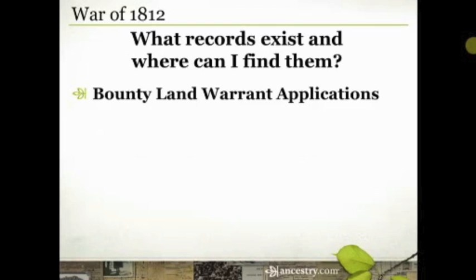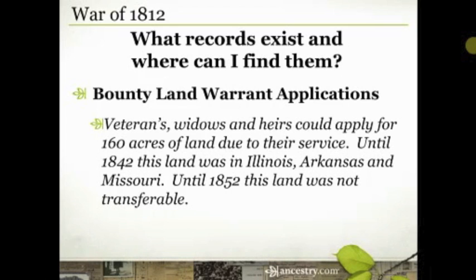Now, the next set of records we're going to talk about are bounty land warrant applications. Basically what these are is that as payment for services, veterans or their widows or heirs could apply for 160 acres of land due to their service. Now, up until 1842, the land that they could apply for was in Illinois, Arkansas, or Missouri. So if you have an ancestor who was in Pennsylvania or Maryland or New Jersey, and then all of a sudden in 1840, they show up in one of those three states, it's a pretty good clue that they applied for their 160 acres and then went to live there.